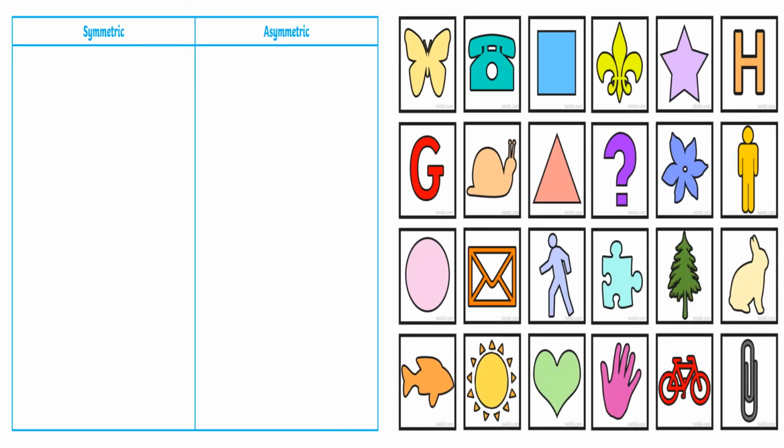Here is a table. In the table we've got the word symmetric and asymmetric. So symmetrical and asymmetrical. Have a look at all of these pictures. Some of these are pictures and some of these are 2D shapes which we've been learning about. I wonder which of these shapes have a line of symmetry or more than one line of symmetry and belong in the symmetrical side of the grid. I wonder which of these shapes do not have any lines of symmetry and they are asymmetrical, which means they belong in the asymmetrical side of the grid. What I'd like you to do is pause the video and sort the pictures and shapes into the correct part of the table.